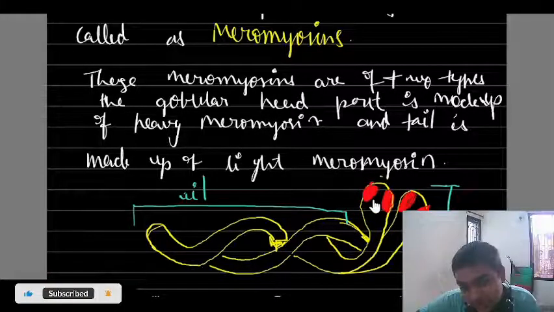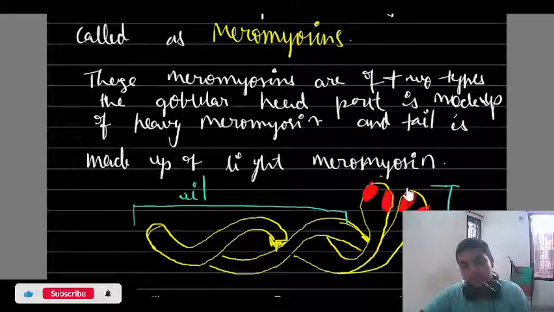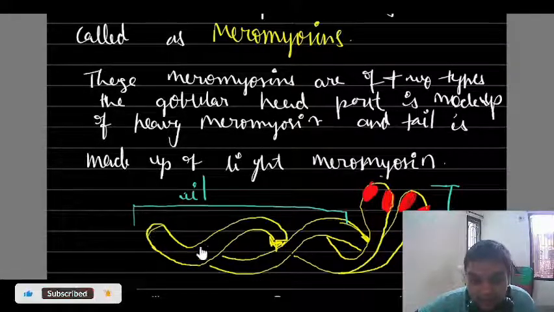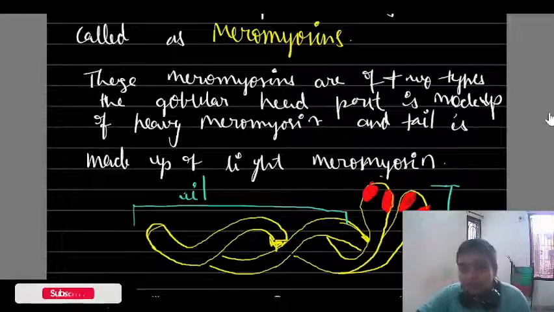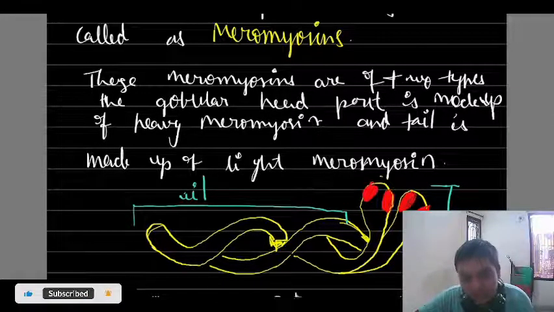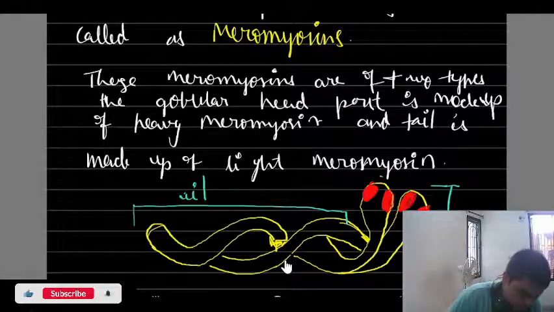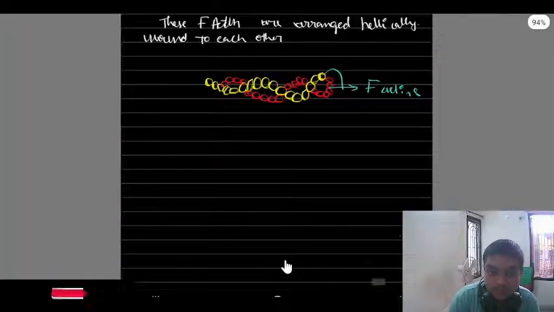These red color ones are the ATP and actin binding sites, which you will see in tomorrow's lecture. Their function will be explained in tomorrow's lecture. Now this is the tail part, and it is made up of light meromyosin. This is the head part. It is made up of heavy meromyosin. If you want the diagram, it is present in NCERT. Go there and watch it. Now that's about myosin. Now let's move on to the actin filament.